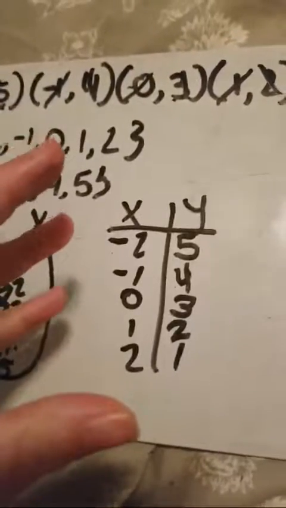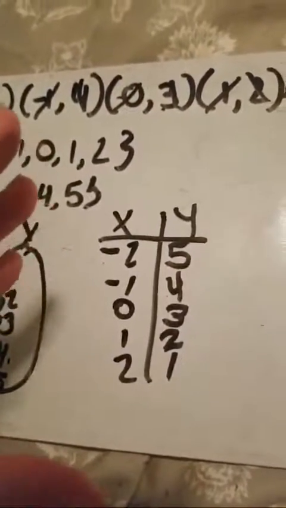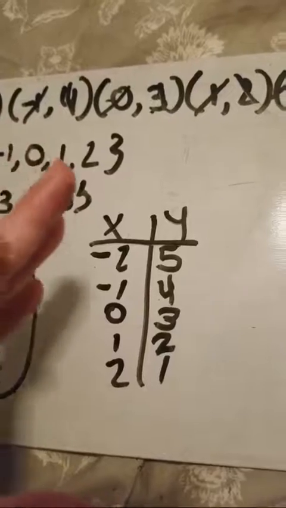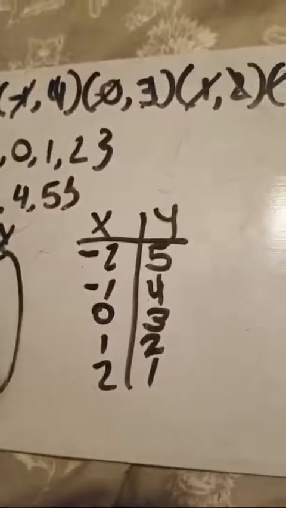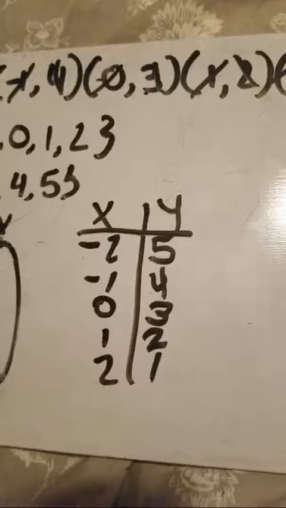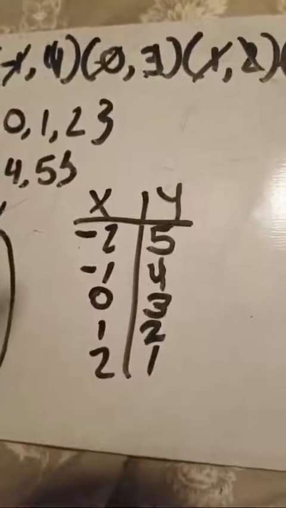Now I can determine if it's linear or not. And when determining if a function is linear or not, when given its table, the first step is to look for a constant rate of change.